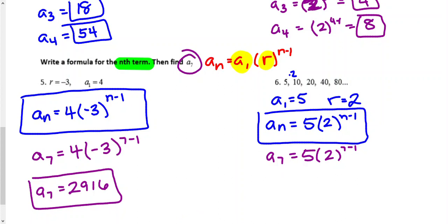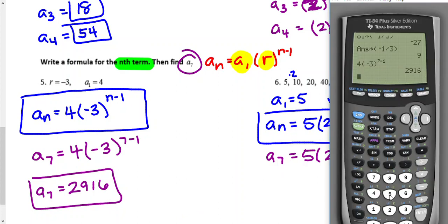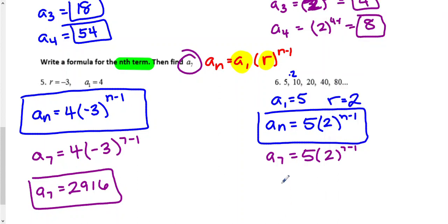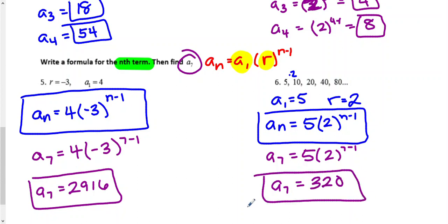And we go to our calculator. So 5 times 2 to the 7 minus 1. And we get 320. So a sub 7 equals 320. So that is geometric sequences.